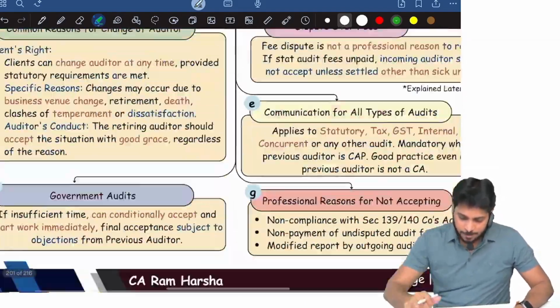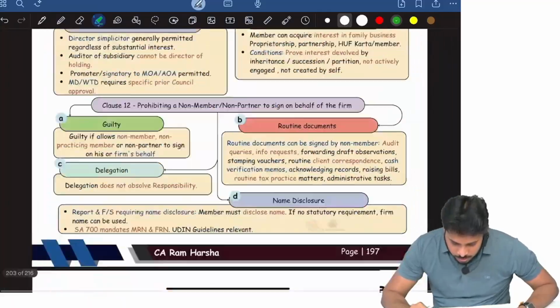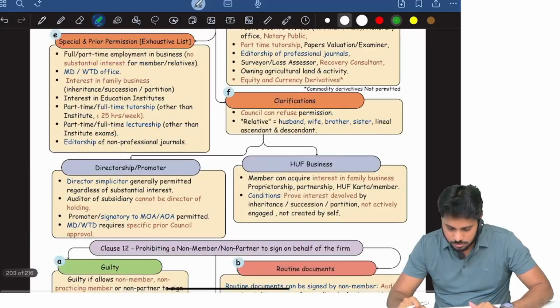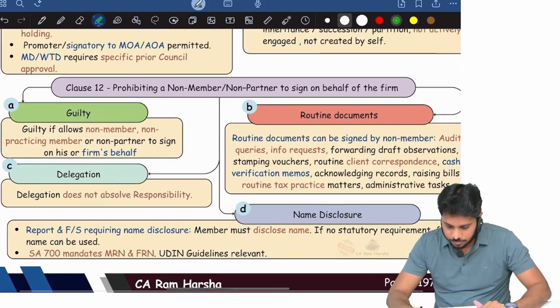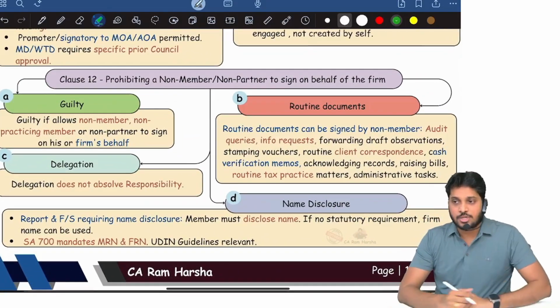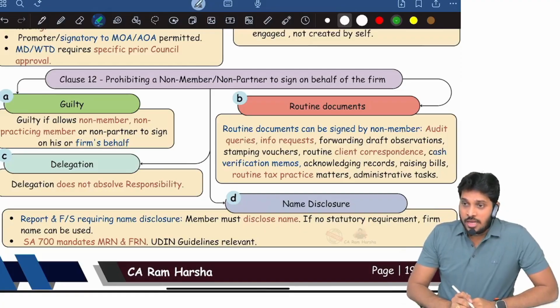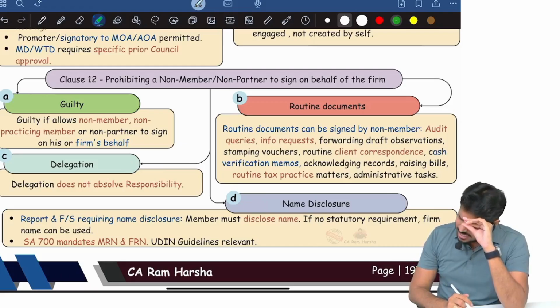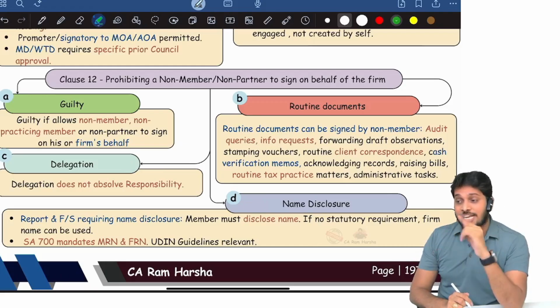Next, clause number 12. What is clause number 12? You are guilty. A chartered accountant is deemed to be guilty of professional misconduct if he is allowing somebody to sign on his behalf.